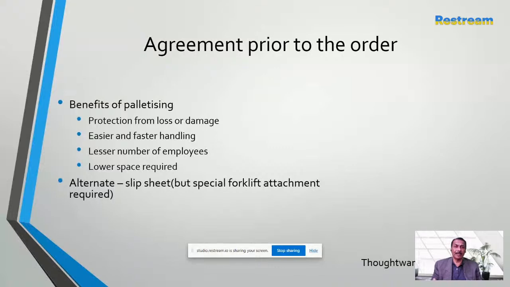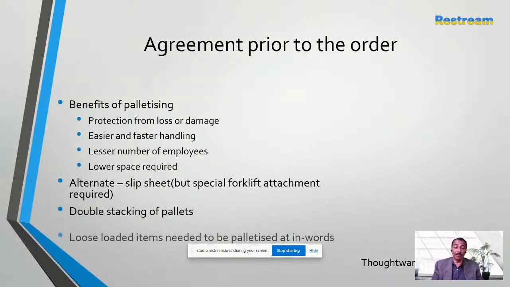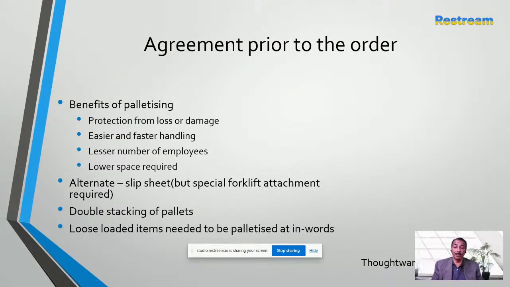Possibly there are other alternatives available, like a slip sheet. You can see in the picture coming now. And double stacking of pallets. Loose loaded items need to be palletized at the inward stage. In case the vendor is not able to palletize the item, then your organization or your team must be ready to palletize this item for material handling and storage.